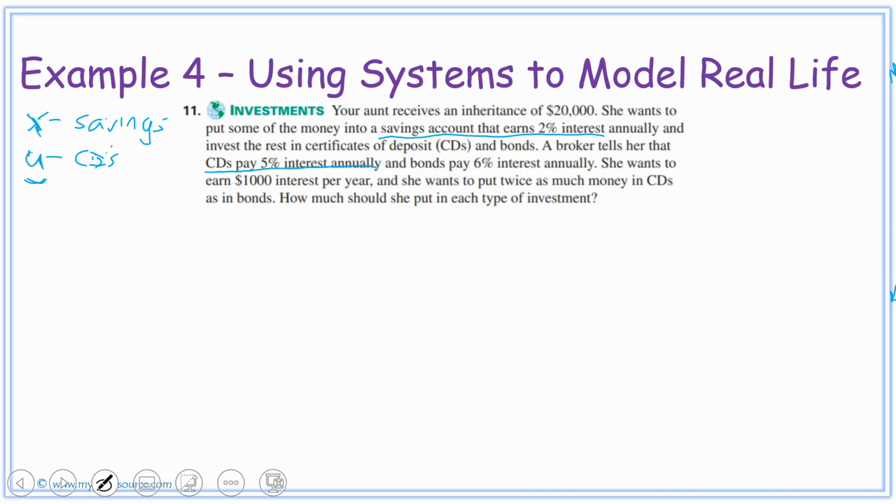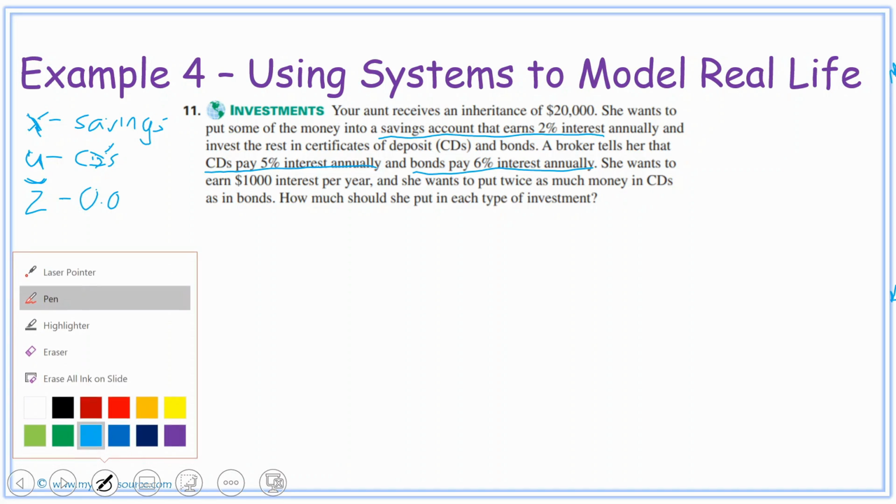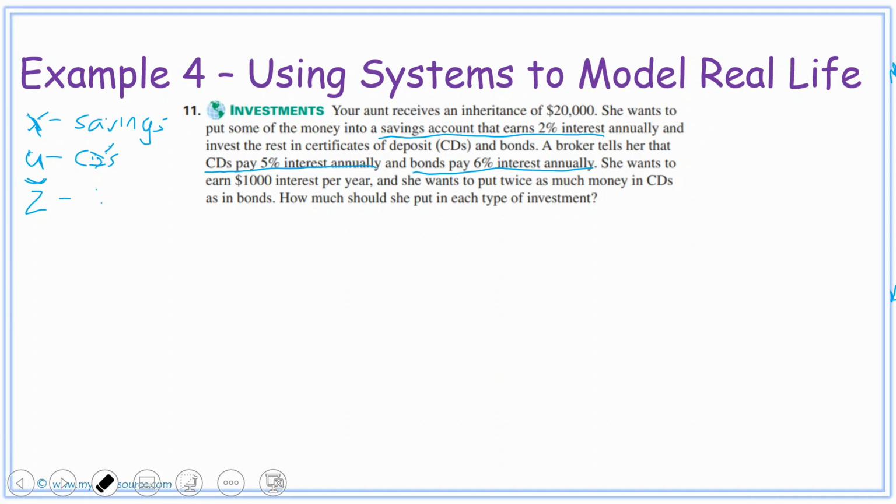And then last of all, we can assume that our z is going to be the last thing there. We can see that 6% interest annually. That's another multiple. So we know that's 6% times our z. So then our last variable would be bonds. All right, so we know we have one total already.